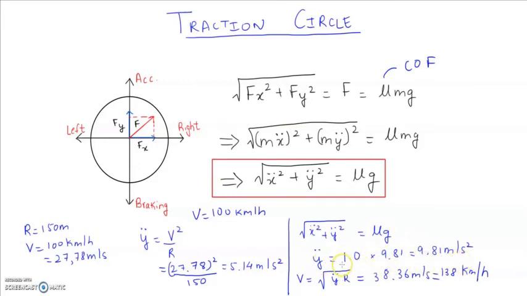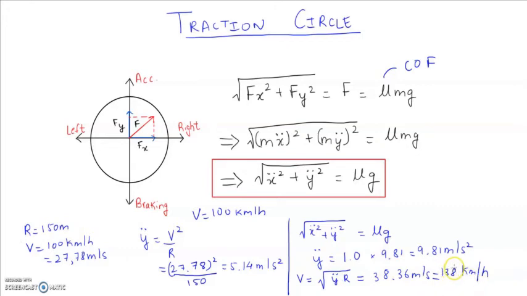Now, at this acceleration, I want to know what is the maximum allowable velocity, Vmax, which corresponds to this lateral acceleration. So going back to the lateral acceleration formula, v squared by r, taking the radius to the other side, we have these terms under the square root. Keeping this value over here, 9.81, and the radius of 150 meters, we have 38.36 meters per second, and converting into kilometers per hour, we have 138 kilometers per hour.